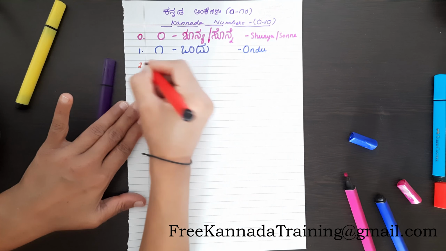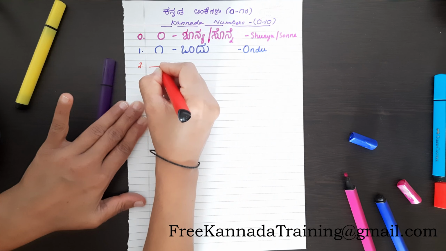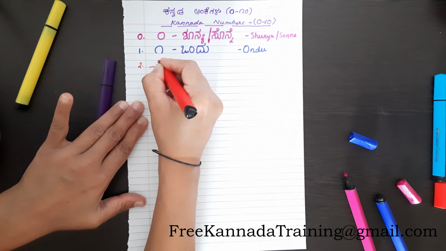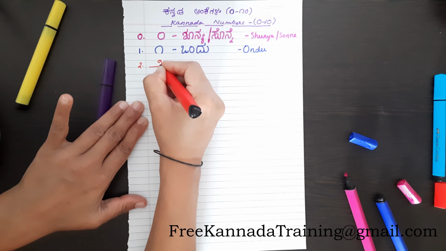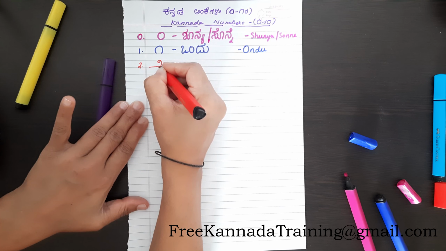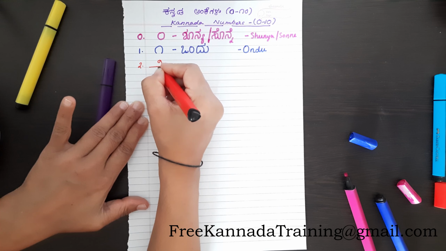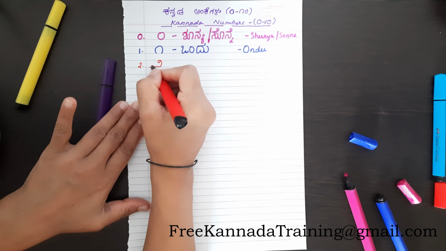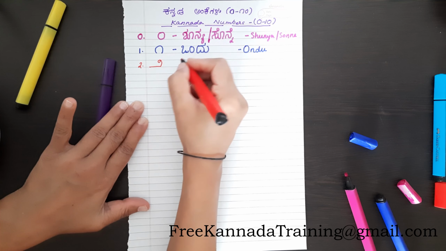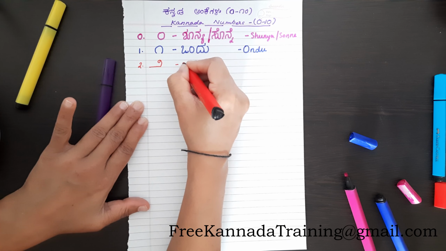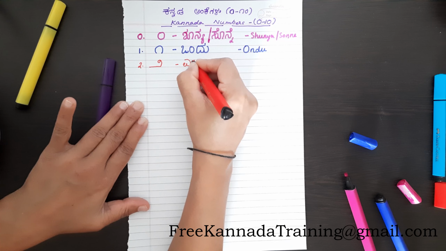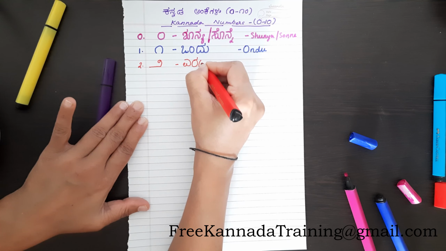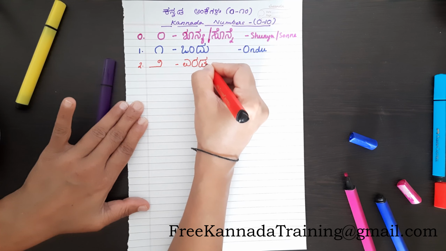And 2 we write this way, sleeping line and a curve and one round here, like we write A's Gunitaakshara matra, right? Similar way. This is Eradu. Eradu is 2.